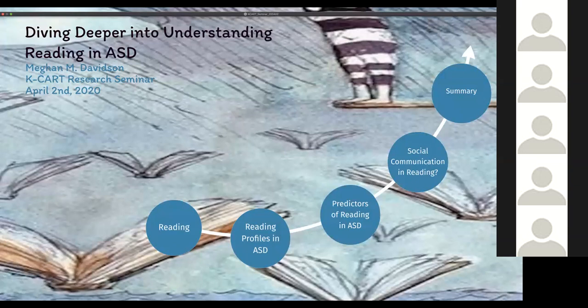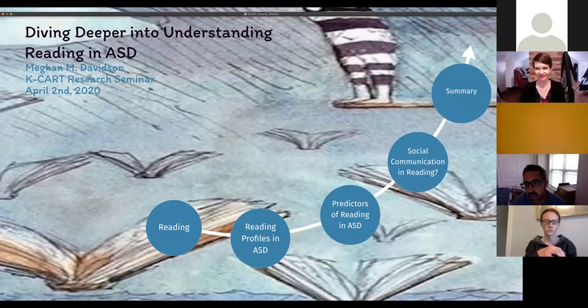For those who don't know Meghan yet, Meghan's an assistant professor in the Department of Speech, Language, and Hearing here at KU. Her research primarily is focused on language comprehension in individuals with autism spectrum disorder. And today she's going to talk to us about understanding reading in autism, which is certainly a topic that we have not focused on in previous seminars. So I'm excited to hear about this new work.